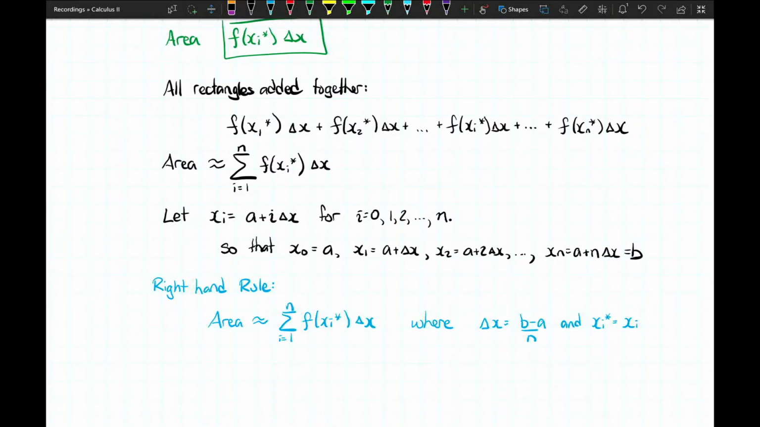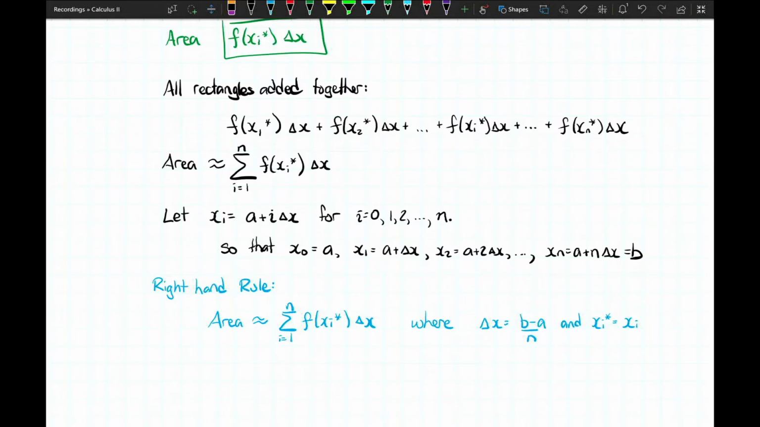For the right-hand rule, we say the area is approximately the sum from i equals 1 to n of f of xi star delta x. That's our basic formula, where delta x is b minus a over n. That's always the same. And here we say that xi star is simply equal to xi. So the right-hand endpoints are x1, x2, x3, all the way up to xn.